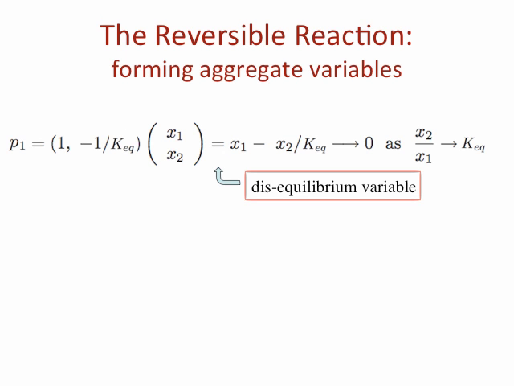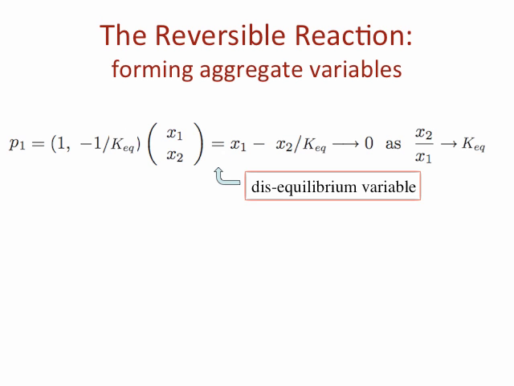The first pool I'm going to pick here is shown in these equations. I'm going to put a row into the pooling matrix of 1, comma, minus 1 over the equilibrium constant. So when I multiply this row times the vector of concentrations, I get x1 minus x2 over k equilibrium. As this goes to 0, as shown, I would have x2 over x1 go to the equilibrium constant. So when P1 is 0, we are at equilibrium.